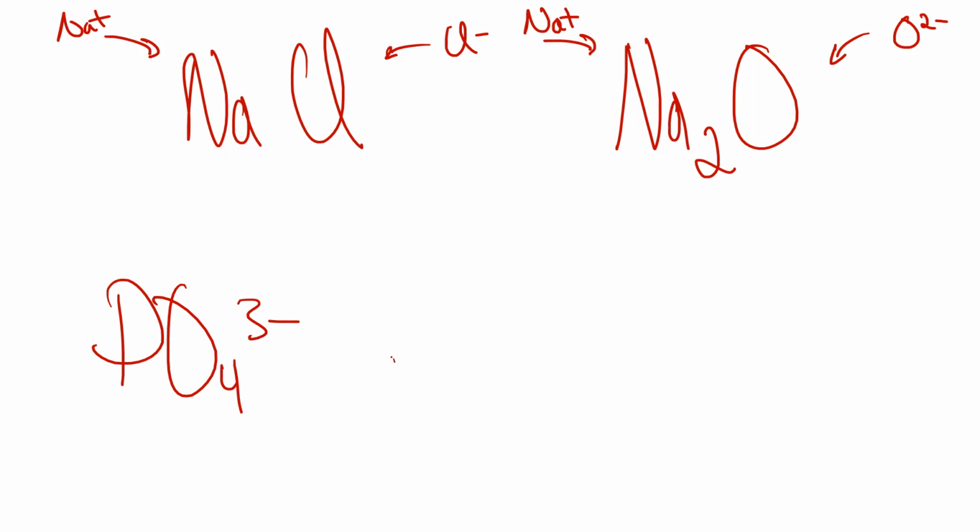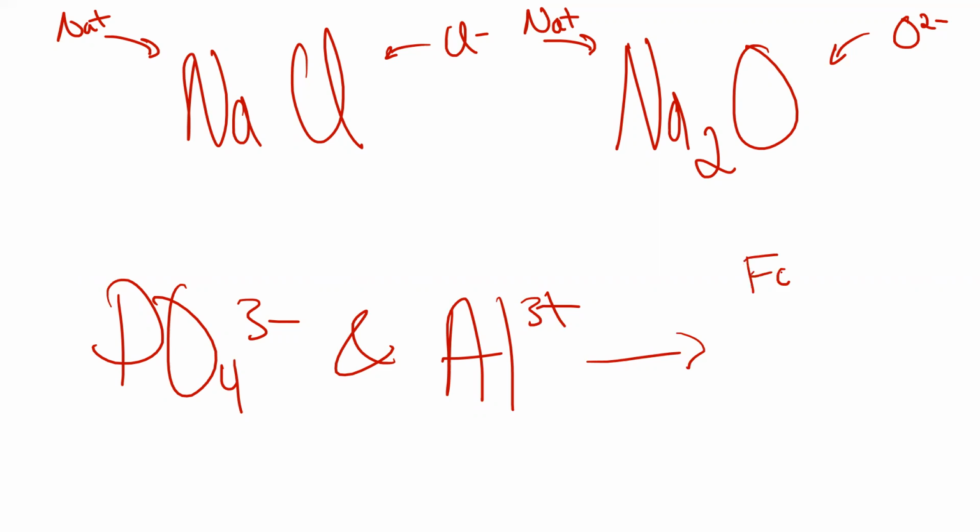If you combine phosphate, which is a 3-, with aluminum 3+, the formula unit of the compound is going to be just aluminum phosphate, AlPO4. The smallest ratio is just 1-to-1. It doesn't matter that it has a 3+ and a 3-. The smallest ratio is 1-to-1. Therefore, you do not put 3 of each. You put 1 of each.